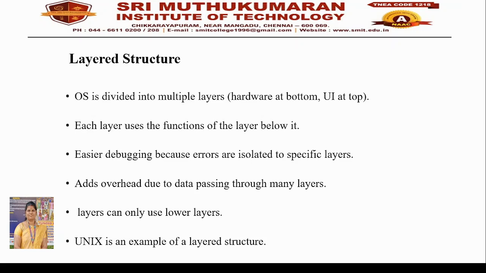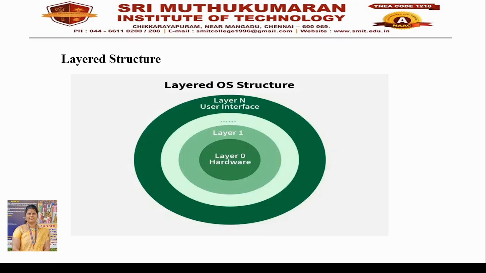Layered structure is an operating system design where the operating system is divided into layers. Each layer performs a specific function. It adds overhead due to data passing through many layers, and layers can only use lower layers. Unix is an example of layered structure. The diagram shows the operating system divided into layers, each performing a specific function.